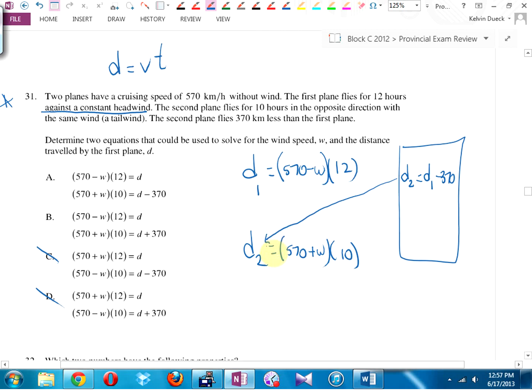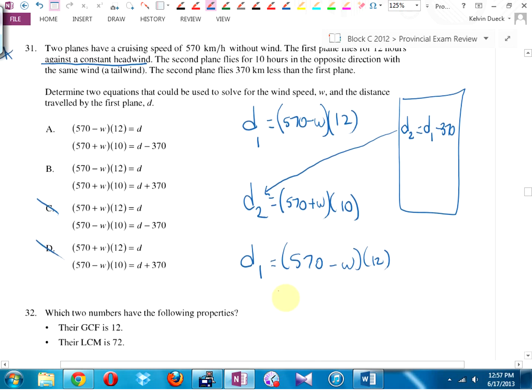So here's what I have. Here's the first plane. The second plane is 570 plus W times 10, but rather than writing D2, what can I write instead if I want just everything in terms of the first plane's distance? What's D2 the same as? Which is right, A or B? Why?